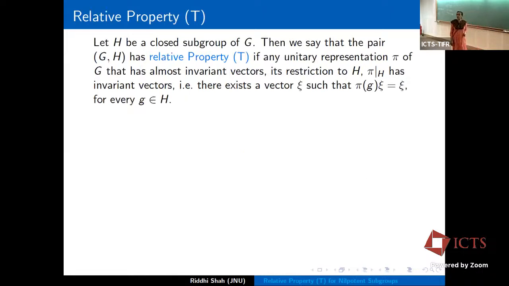Now we define what is called relative property T, because it's a more general concept and it's very useful. Let H be a closed subgroup of G. Then we say that the pair (G, H) has relative property T if any unitary representation pi of G that has almost invariant vectors has, restricted to H, invariant vectors. So the whole of G may not have an invariant vector, but the subgroup will have invariant vectors.